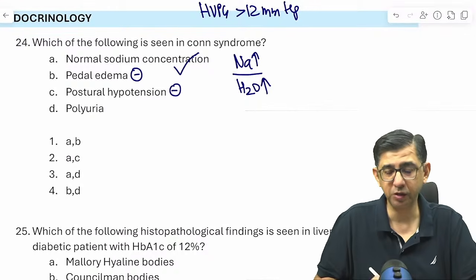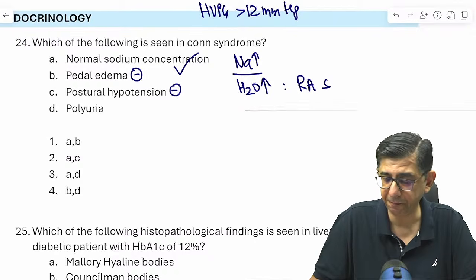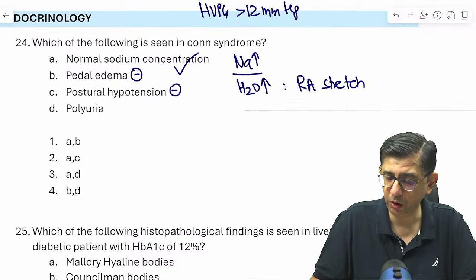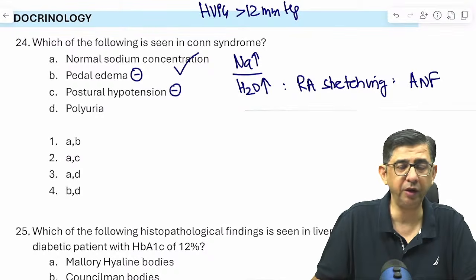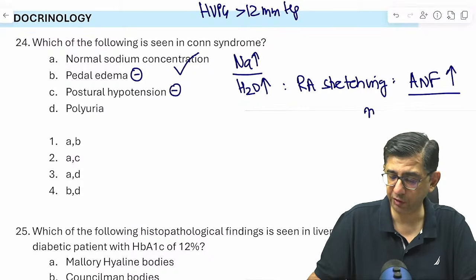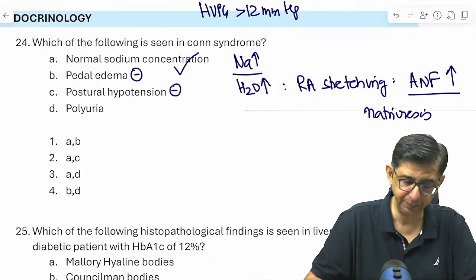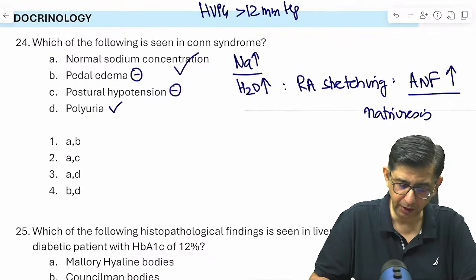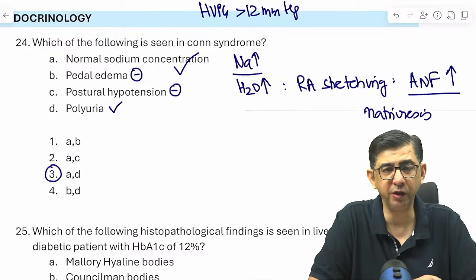But the extra water in the body will cause stretching of the right atria. This will cause release of atrial natriuretic factor, and atrial natriuretic factor will cause natriuresis. That natriuresis will explain why these patients would be having the development of polyuria. So A and D, that is option number 3, is the correct one for this question. I think most guys gave the correct answer. Initially, maybe there were some errors of judgment.